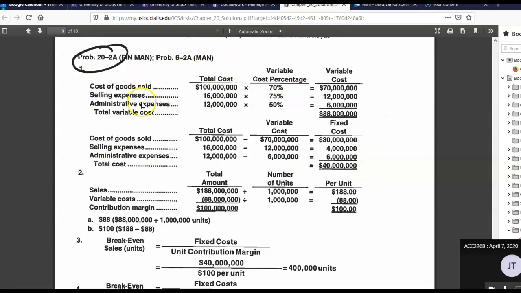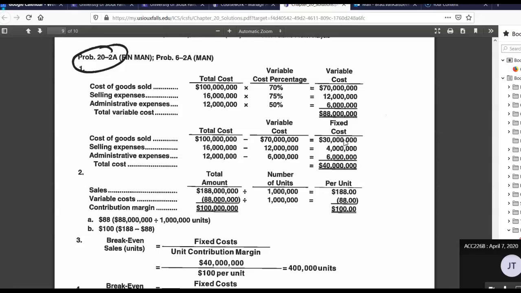So here is our variable cost calculations. Here is our fixed cost calculation. This problem didn't take it times the percentages, but just backed out the variable. So total minus variable is fixed. Any questions on number one?